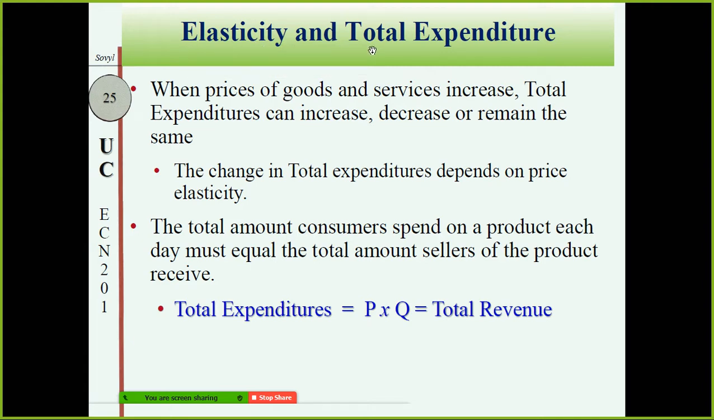Elasticity and total revenue. So when we're talking about total revenue, we refer to the demand side or buyer side in the market, because buyers spend their money to buy goods and services in the market for their consumption. That's why when they want to buy goods and services for their consumption, the demander or buyer must spend. That's why when we're talking about total revenue, total expenditure, we refer to the demand side.